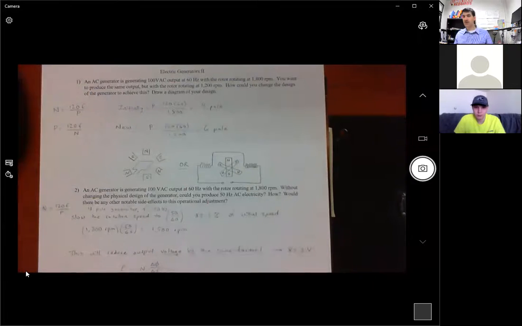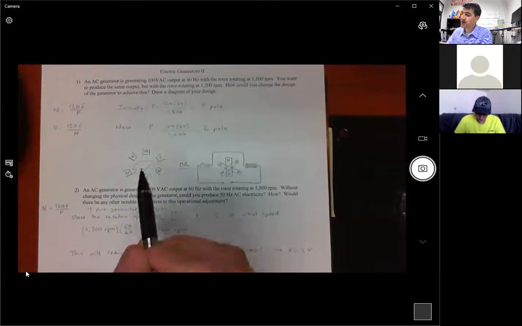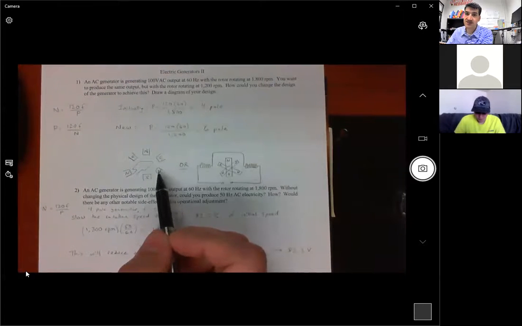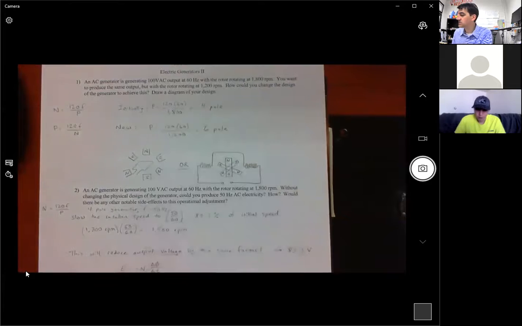So we're changing something about the operation of the generator, not the design of the generator. If we change the number of magnetic field poles, that's changing the design of the generator. But is there anything I could do to take that same generator and produce 50 hertz AC?